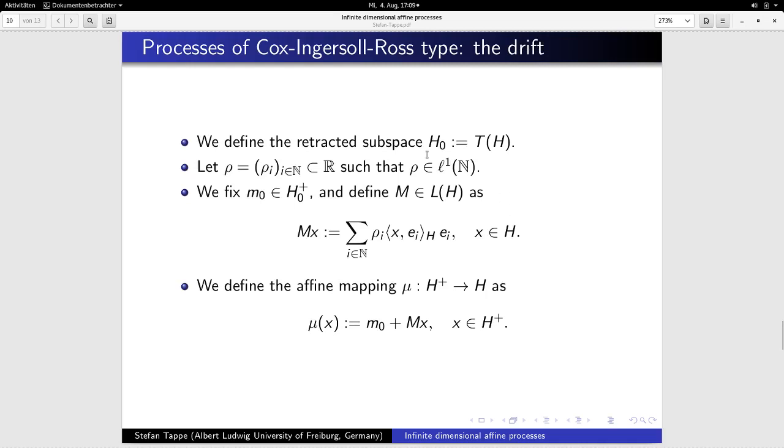Then again, we can define the retracted subspace as before, and then we define the affine mapping. The first component must belong to this smaller set of initial conditions. And concerning this operator here, we assume this structure here along the orthonormal basis, a diagonal structure, and this rho must be an L1 sequence. Then we can check that all the assumptions of our theorem are satisfied, and we get the existence of unique solutions.